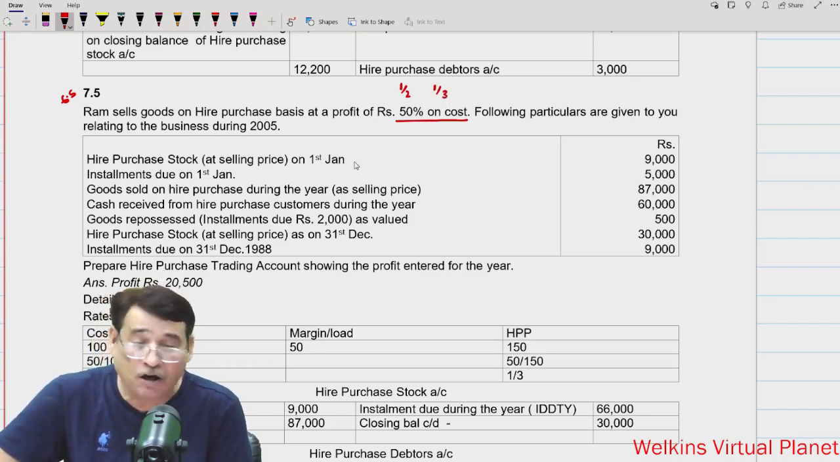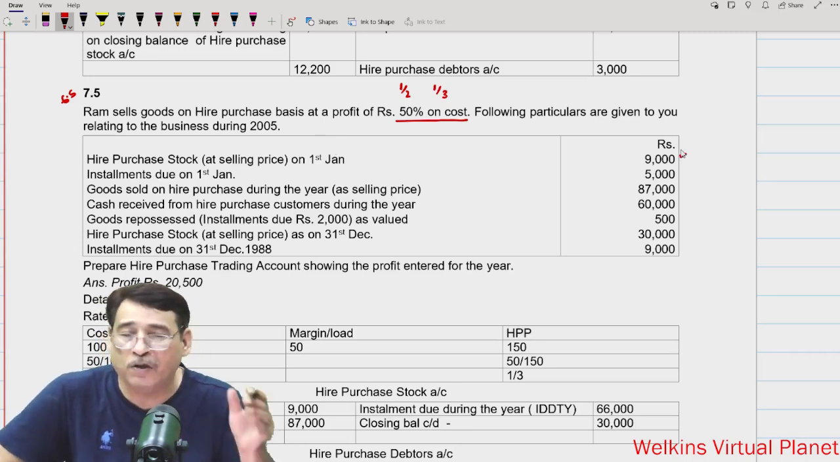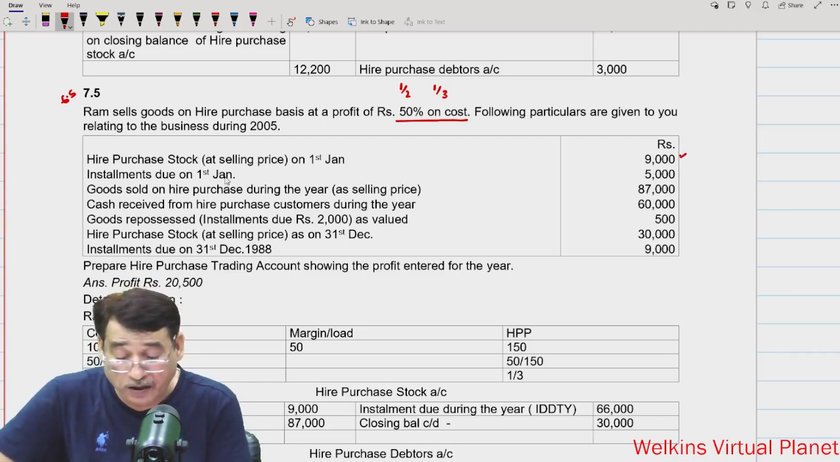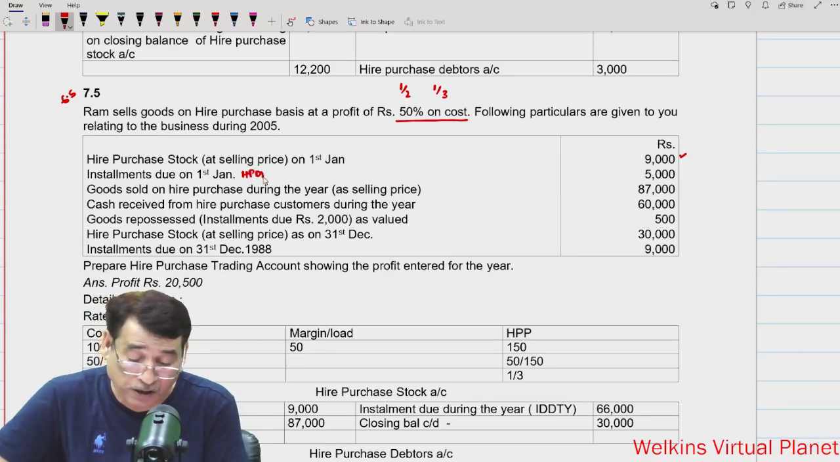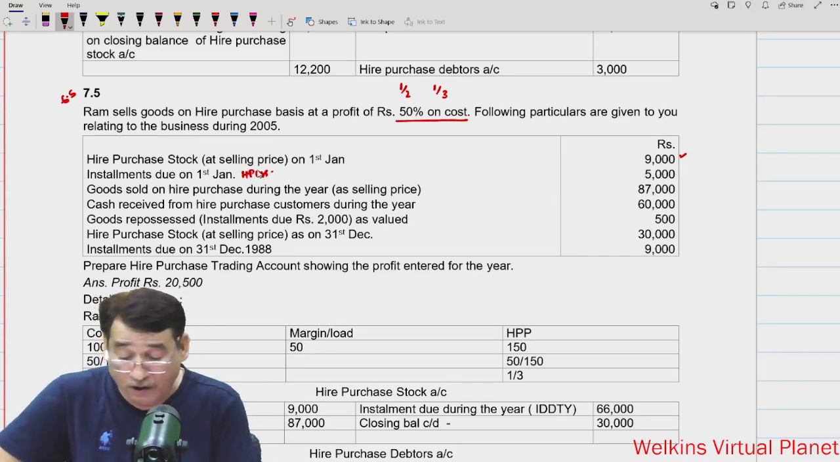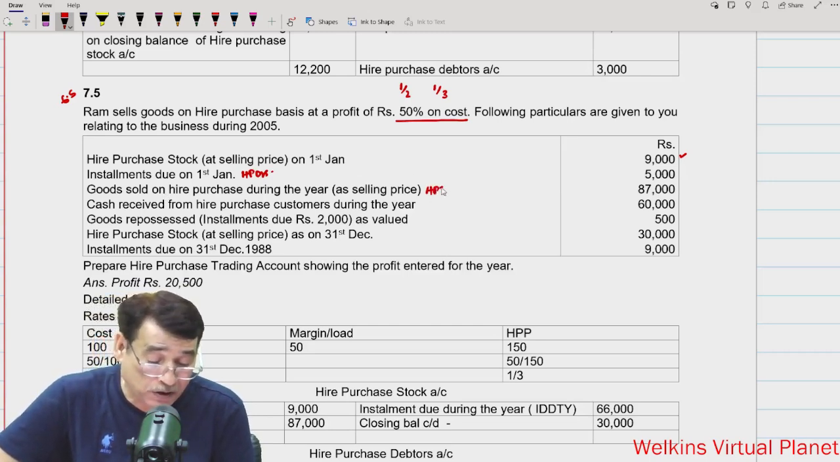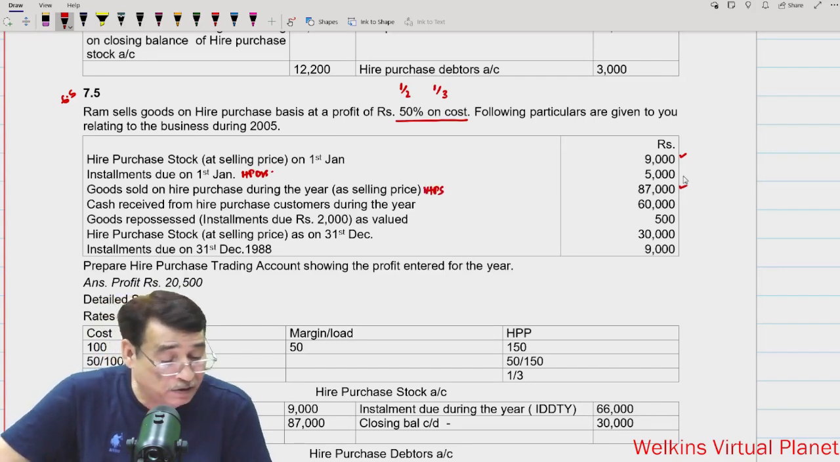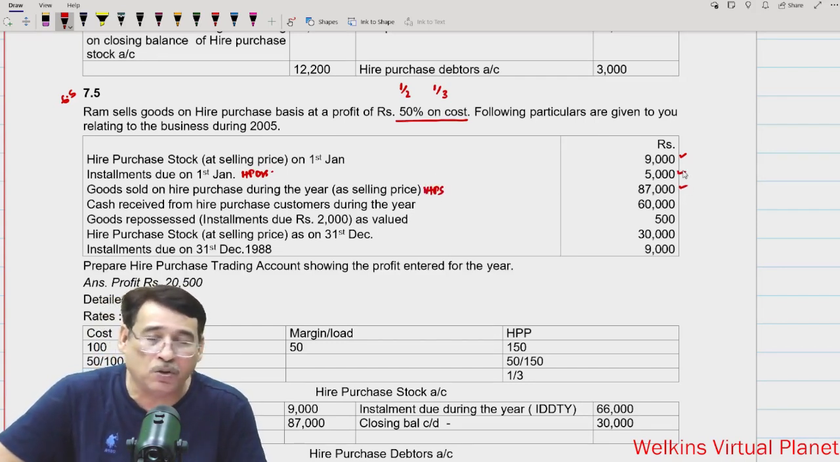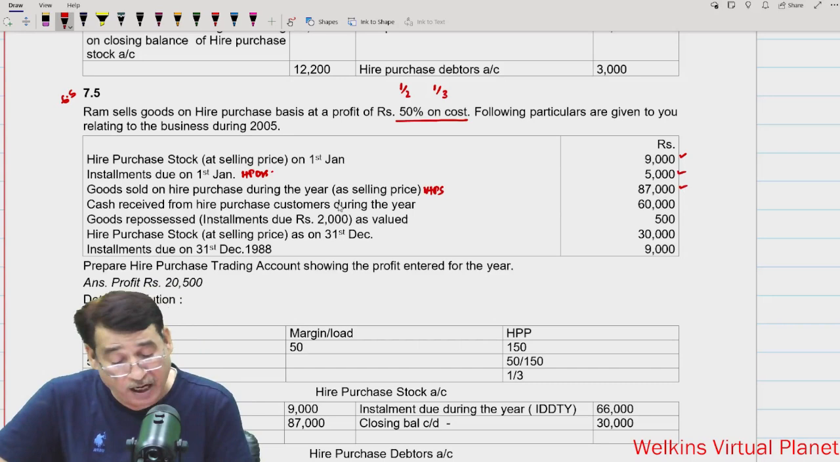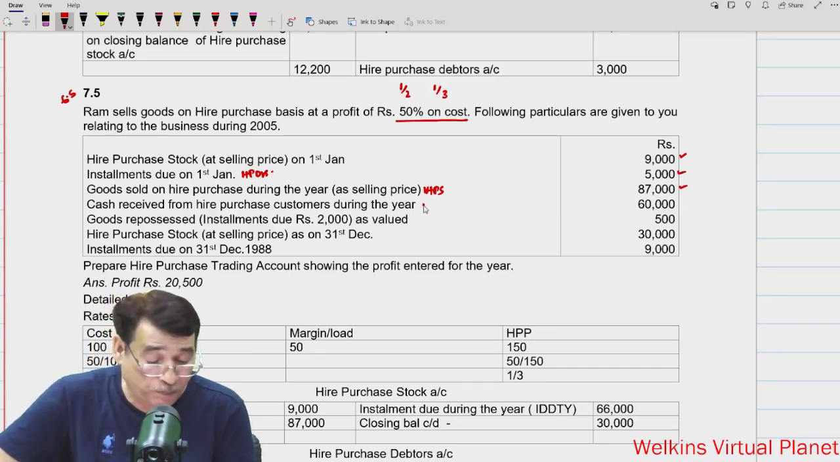Higher purchase stock account is given, very clearly given. So this is the opening balance. You will have to write it in higher purchase stock account. Installment due account means higher purchase debtors account. You will write this balance as opening balance in higher purchase debtors account. Goods sold on higher purchase during the year, of course you will write it in higher purchase stock account, and at selling price it is given. Correct. So in this question also, no information related to stock and shop account or godown account is available. Cash receipt from customers, that means you will put this in higher purchase debtors account.